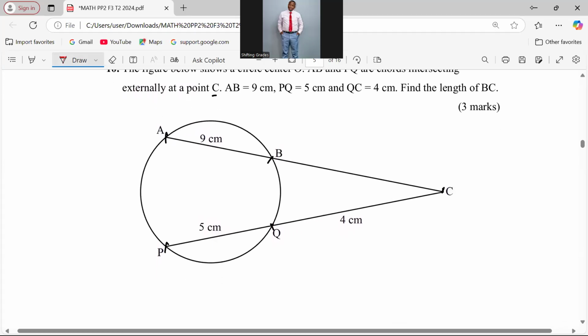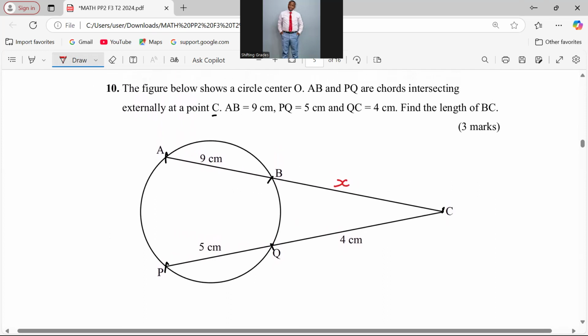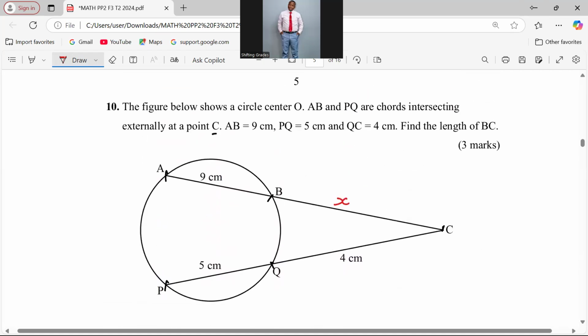Then we are told that AB equals 9, PQ is 5, and also QC equals 4. Find the length BC. This is our unknown, BC. We are supposed to know that when chords are intersecting externally, like in this case, if we take the total length AC and multiply it by the outer portion BC, we will get the same as when we take the other chord PC, the whole of it, and multiply by the outer portion QC.